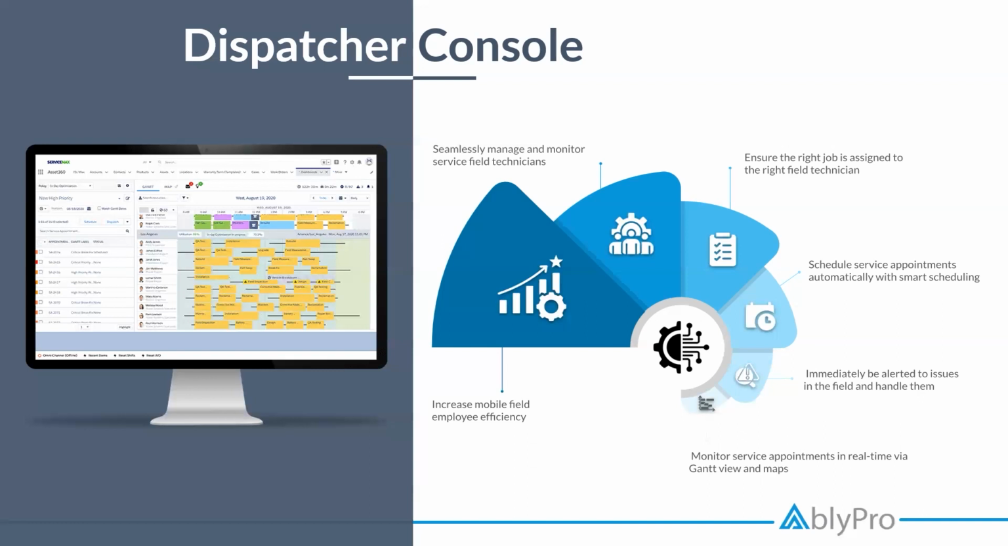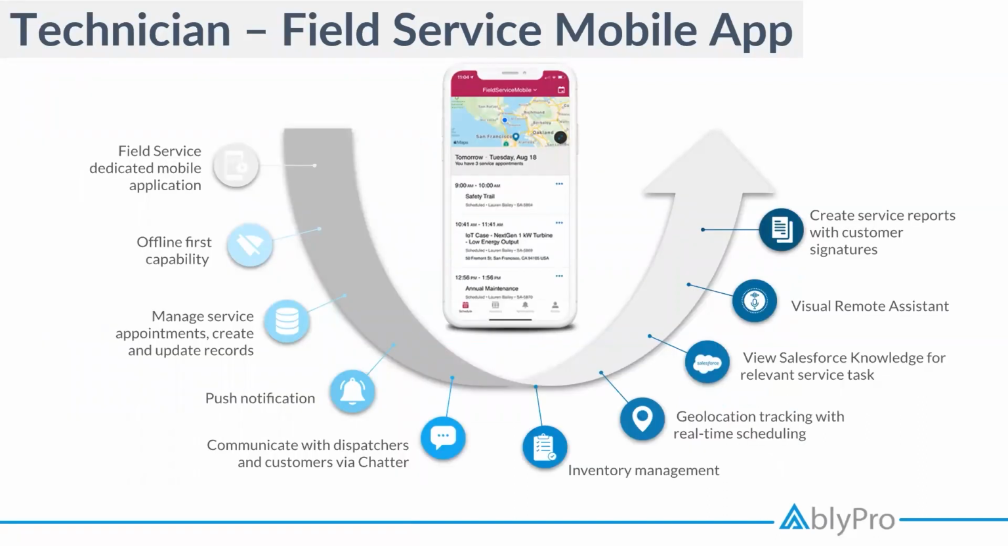You can also, from the dispatcher console, look at a map view, see where a field technician is at any time, see where the next service appointment is scheduled, and look at real-time traffic. So there's a lot of information within the dispatcher console that empowers the dispatcher to really manage the remote field technicians. The next thing that we're going to talk about is the dedicated field service mobile app.